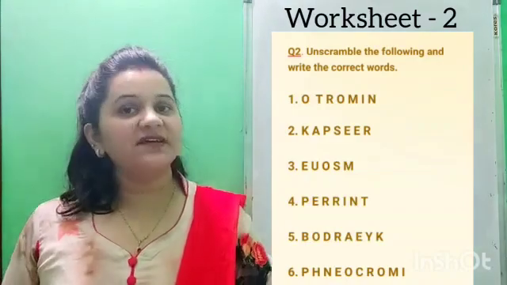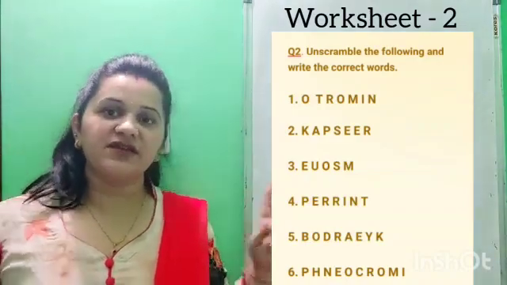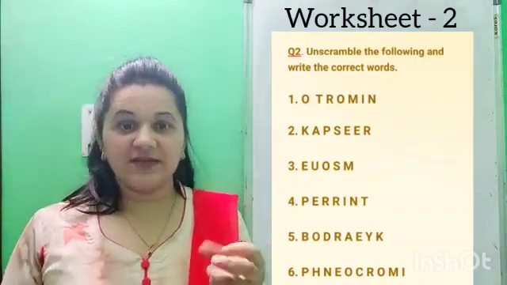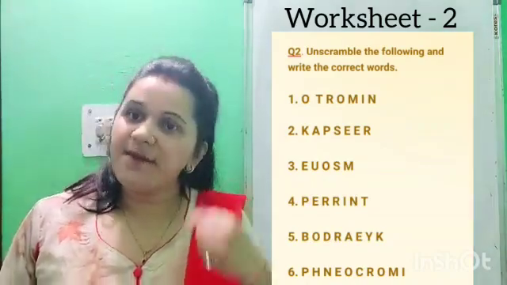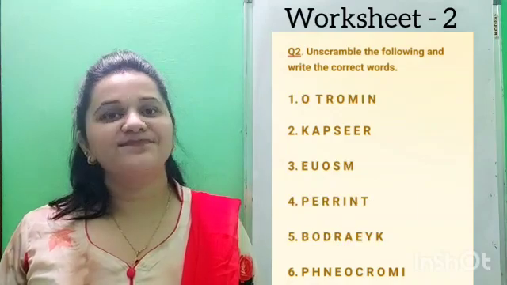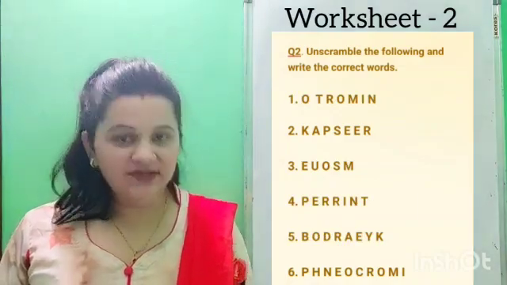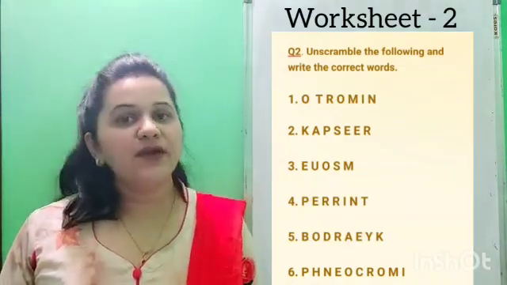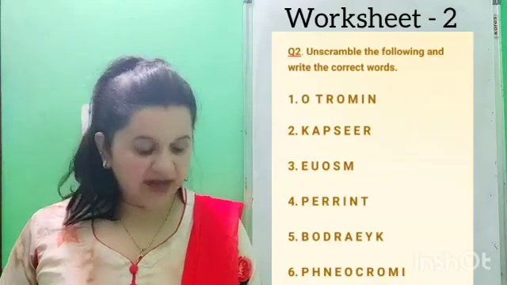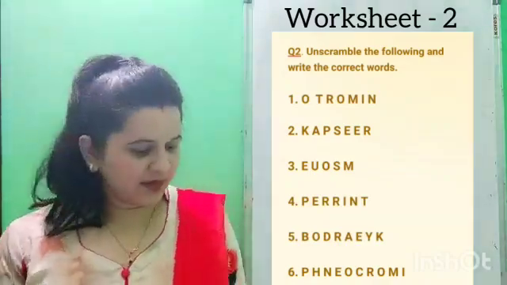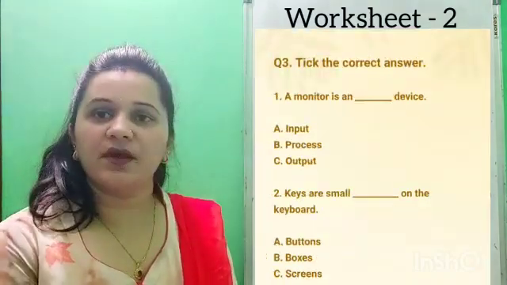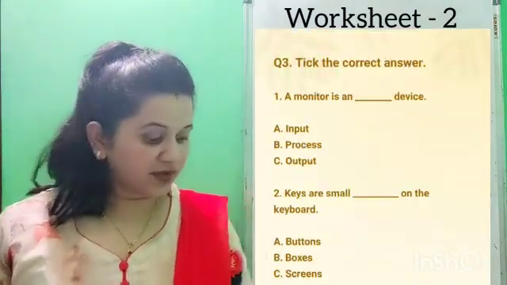Okay, children. So these are the parts of computer. You have to rearrange them in a proper way so that it makes a correct word, and that word is a part of computer. Got it, children? So here, have a look at these 6 parts. Note them down in your notebook and write down the correct answer in front of it. Okay? Now here comes, children, question number 3.